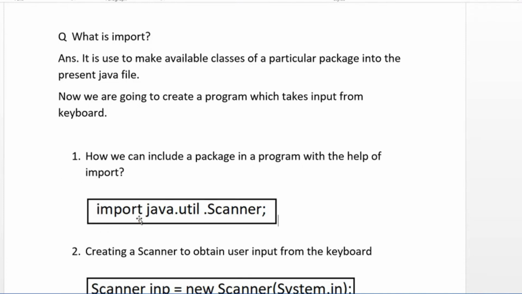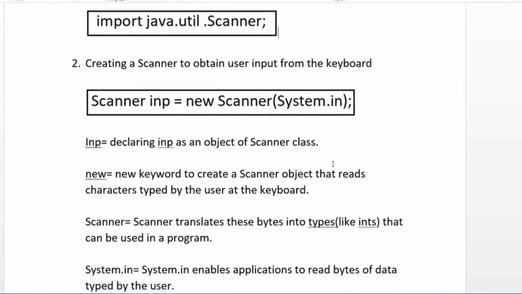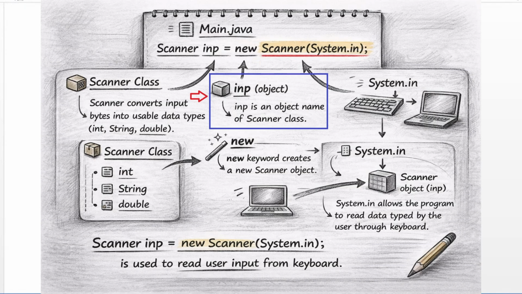So we use import java.util.Scanner; in our program. Then second is to create a Scanner to obtain user input from the keyboard. inp is an object of the Scanner class equals new Scanner(System.in). Here "in" means input. Here we are declaring inp as an object of the Scanner class.